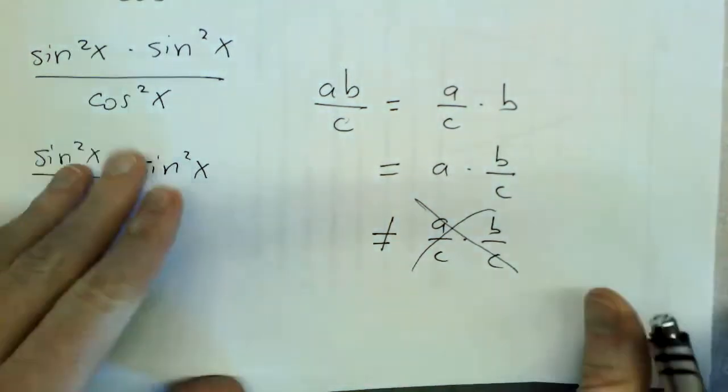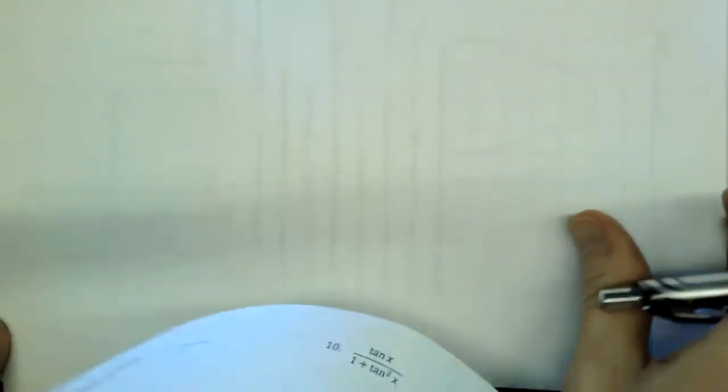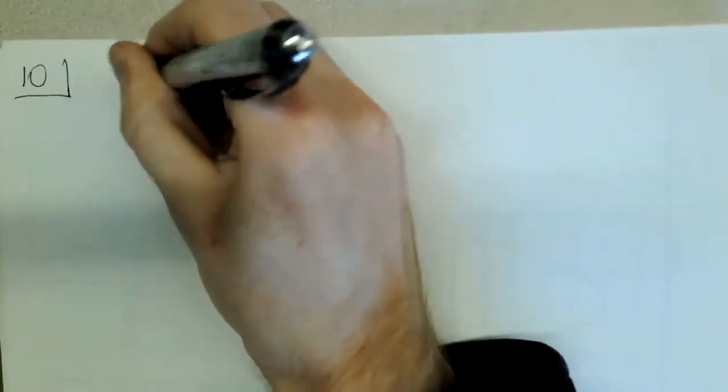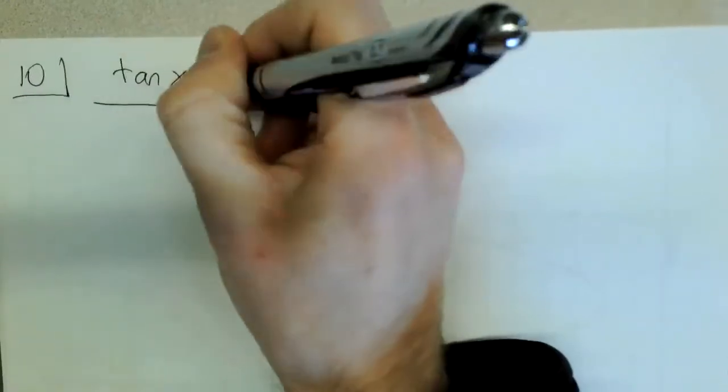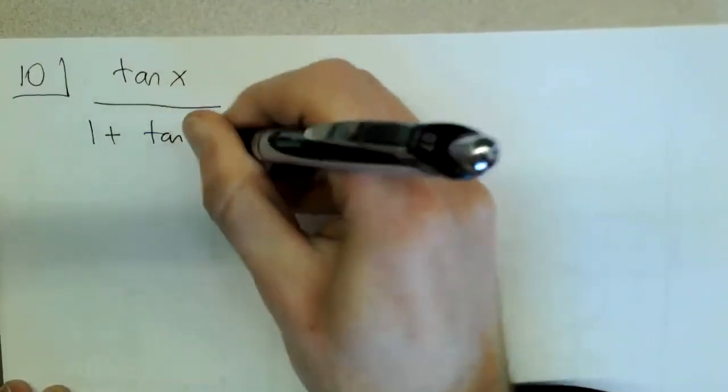What else? Yep, yeah. Sure. Oh, it's the last one, isn't it? Probably hard. So it's tan x over 1 plus tangent squared x.